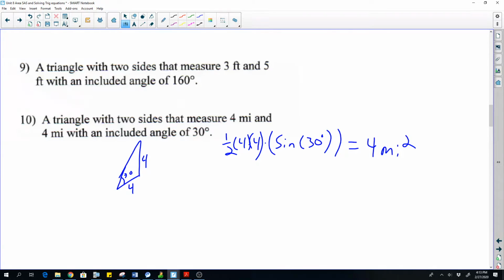Yep. That's what Issa got. Yeah, Issa, name drop. Good job.